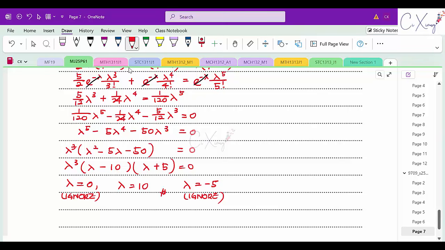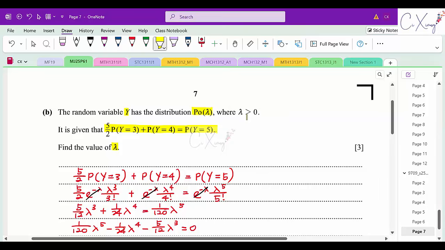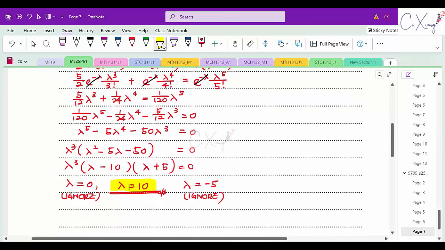So why? You maybe can read the question one more time. They did actually mention in the question that lambda should be greater than 0. That means a positive value. Therefore, this is the only answer that we should accept.